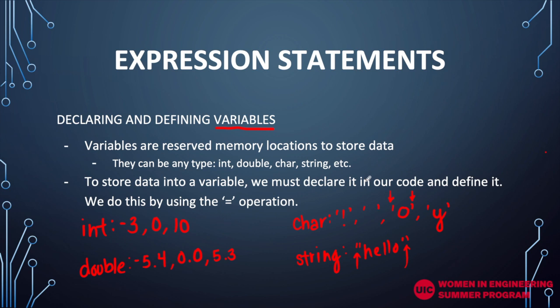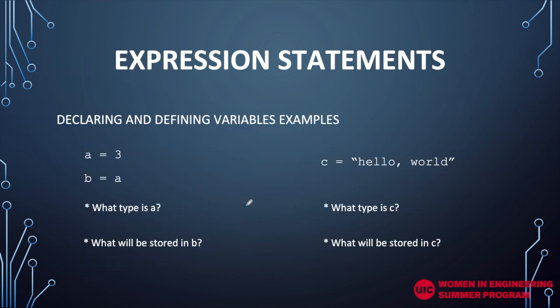So how do you actually declare and define it in your code? Well, you utilize this equal sign operator. In this next slide, you will see that the variables a and b are being declared here, and they're being defined by 3 and a. Whatever is being stored is on the right side, and whatever is storing them, the variables, are always on the left-hand side of the operator. So let's say 3 is being stored into a.